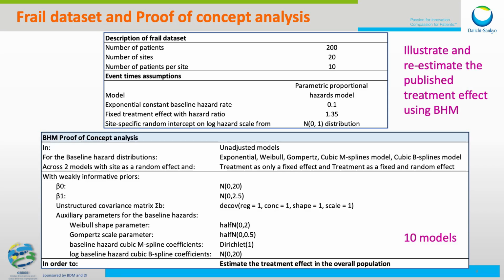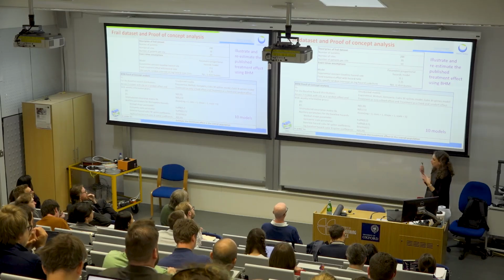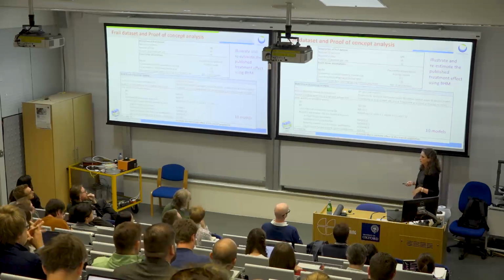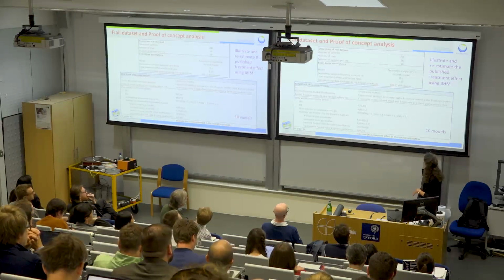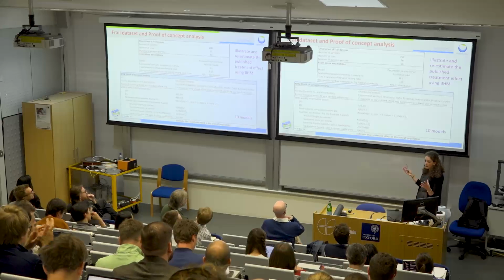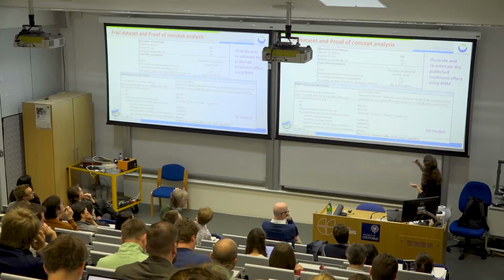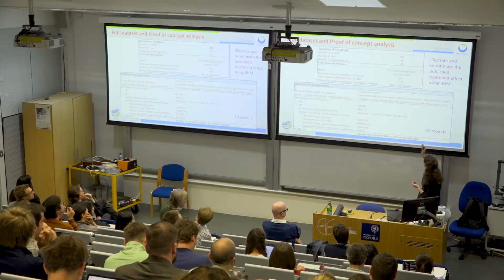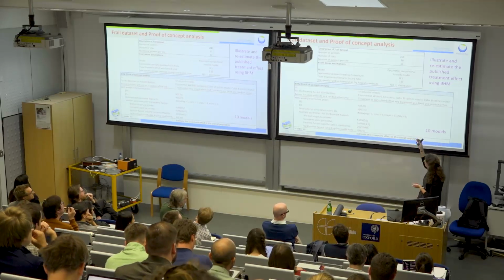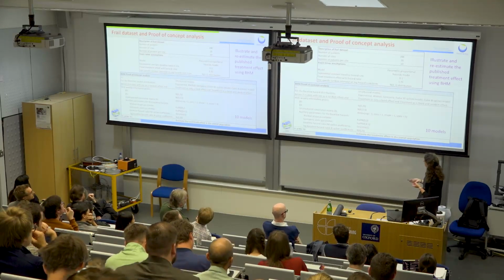Okay, so the proof of concept. This was basically taking the package out for a spin and seeing how it worked and learning a little bit about it, okay? The purpose was to illustrate and re-estimate the published treatment effect using BHM. This is much more of a classical data set that we would use for BHM in that you have 200 participants, you have 20 sites, you can call them sites, clusters, groups, whatever, and the patients are split equally across the sites. We have some event time assumptions, including a fixed treatment effect.